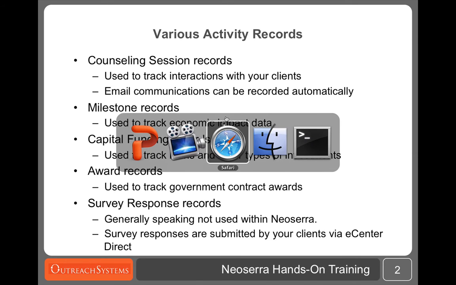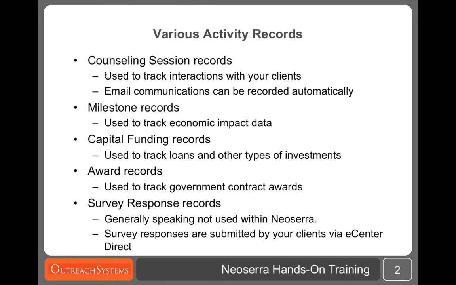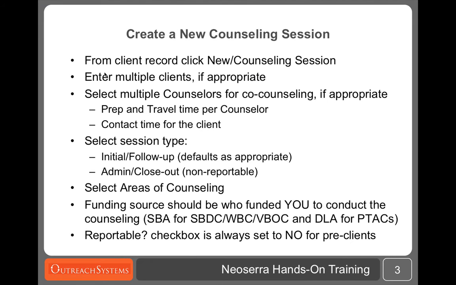Let's take a look at the 4 primary session types. Underneath the activity menu, we see that we've got counseling sessions, contract award sessions, milestone sessions, and capital funding sessions. And we'll tackle each of these independently. A counseling session, as I mentioned earlier, is used to track any time you communicate with a client. So to create a counseling session, normally speaking, you would start from that client record. You navigate to that client and then click New Counseling Session to open up the New Counseling Session interface.